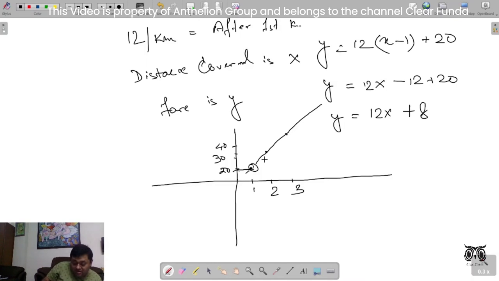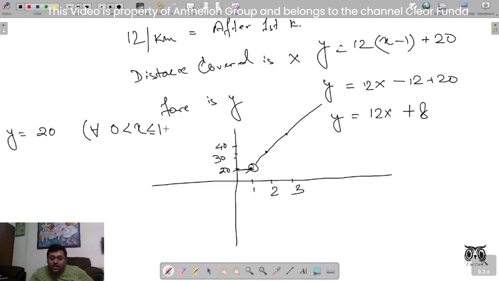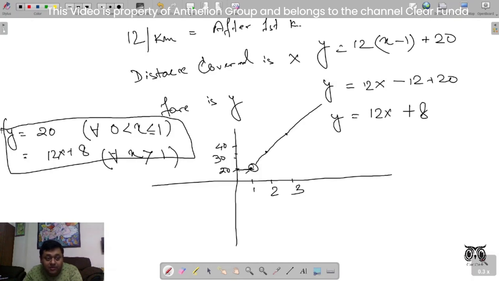So actually, we have not done set theory and others, but if we represent this particular scenario here, then we represent it like this: y equals 20 for all 0 less than x less than or equal to 1, equals 12x plus 8 for all x greater than 1. This is the sign called 'for all'. This is the right definition of this particular problem. But this is a very complicated definition.